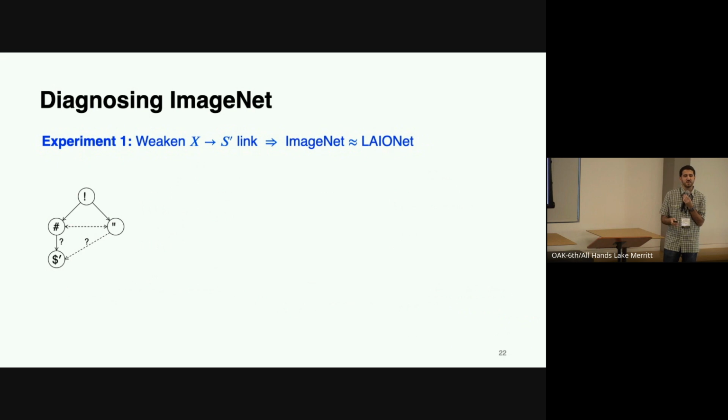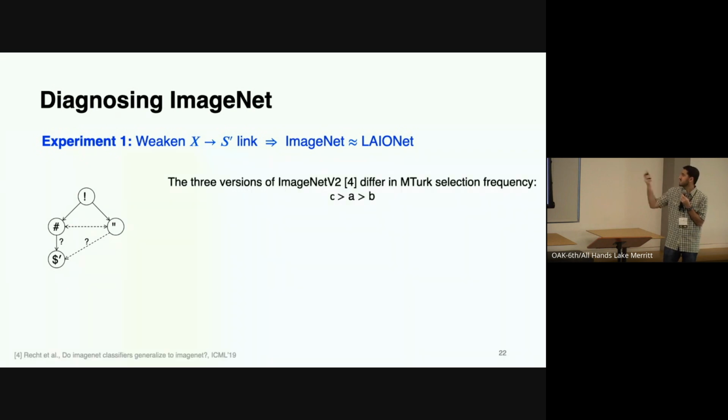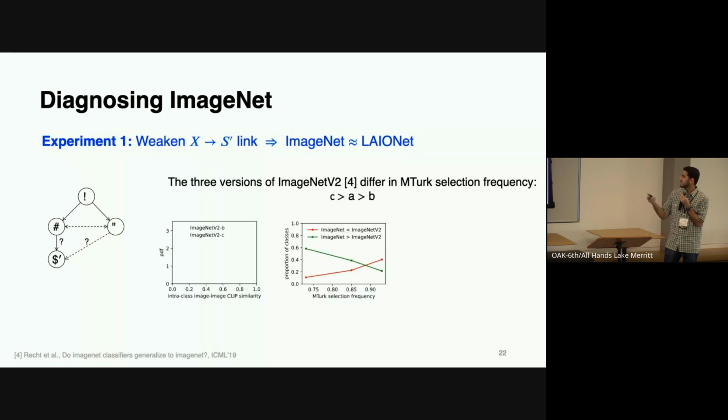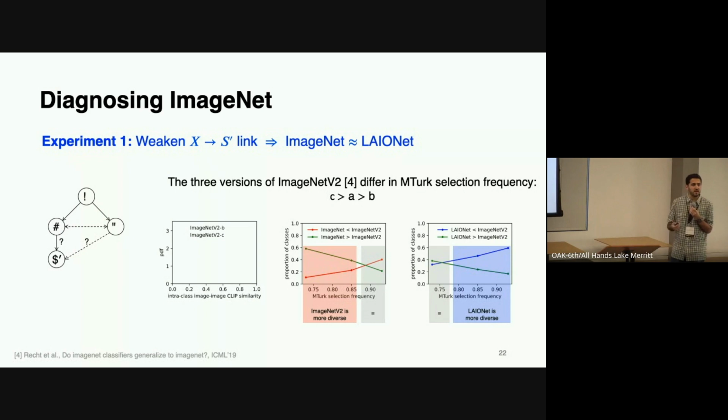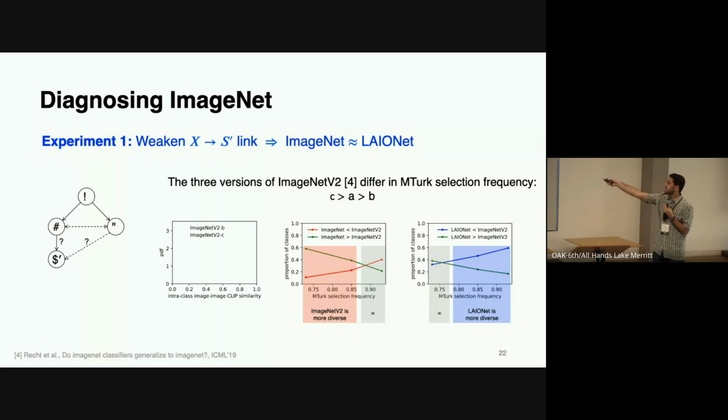Of course, we cannot do it with ImageNet, but thanks to ImageNet v2, we already have 3 different versions of ImageNet. They differ in MTurk selection frequency, and we observe that, okay, we have a figure here. Whenever MTurk selection frequency is low, the version of ImageNet v2 becomes very similar to the LionNet we have. So that says why LionNet is more diverse. It's all about maybe human annotation, it's all about human biases, and it's all about that link.